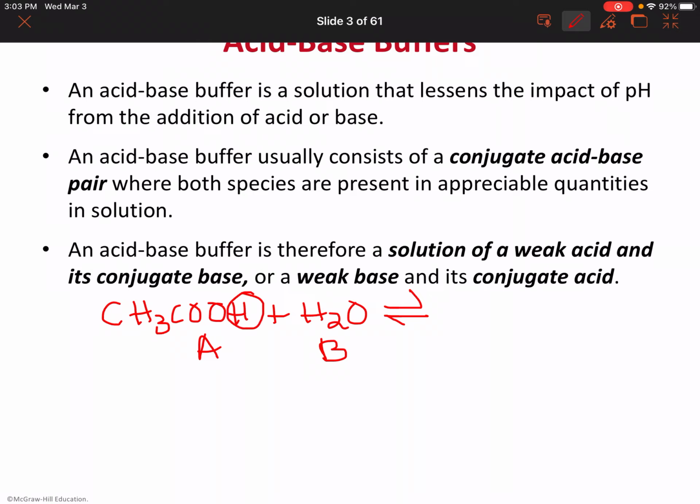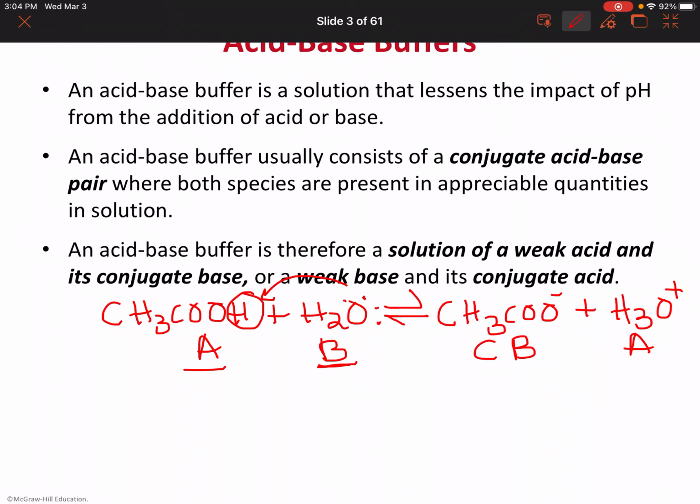This is your hydrogen that's going to be donated as an acid, and then the lone pair of oxygen in the water is going to grab this ionizable hydrogen and form the hydronium ion and the acetate conjugate base. So this is the acid, and the conjugate base for the acid is going to be the acetate ion, plus hydronium ion. Since water is the base, the conjugate acid is going to be the hydronium ion. So these are the conjugate acid-base pairs.